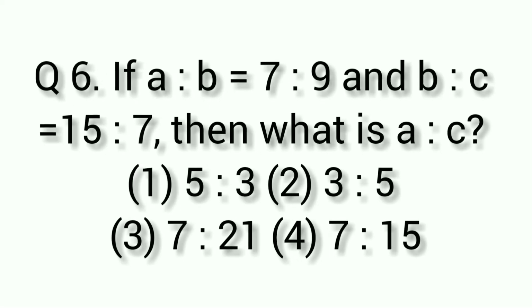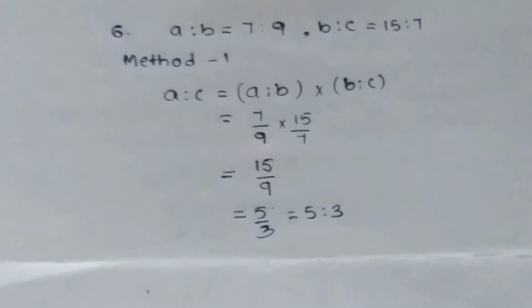So now moving on, question number 6 is: if A is to B is equal to 7 is to 9 and B is to C is equal to 15 is to 7, then what is A is to C? So in this question we are supposed to find the ratio of A is to C. This can be solved in two methods. In the first method, to find the ratio of A is to C, we have to multiply the ratio of A is to B and B is to C.